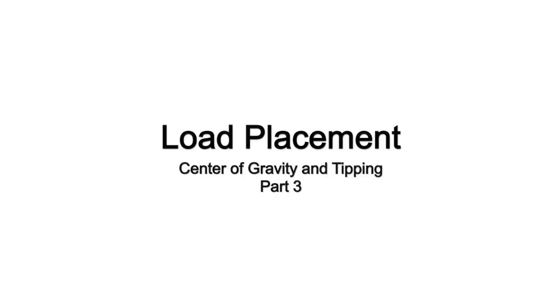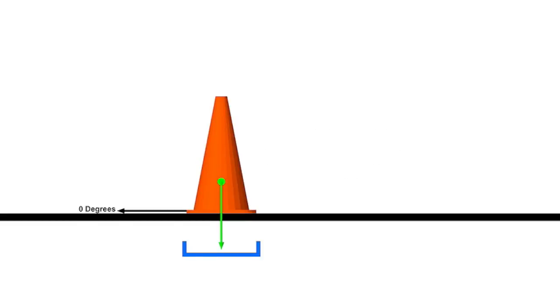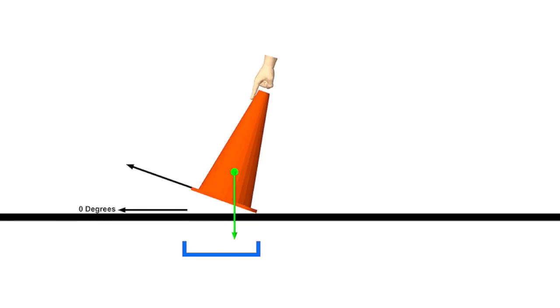We can also change the center of gravity by changing the weight of the object or load. Let's look back at the original traffic cone and measure how far it can be tipped before it tips over. In this case, it's around 50 degrees.